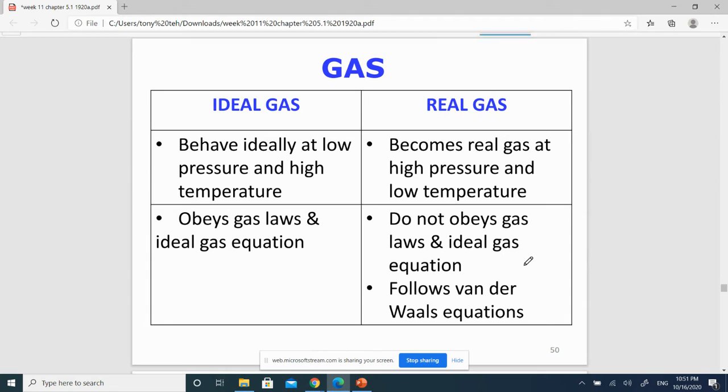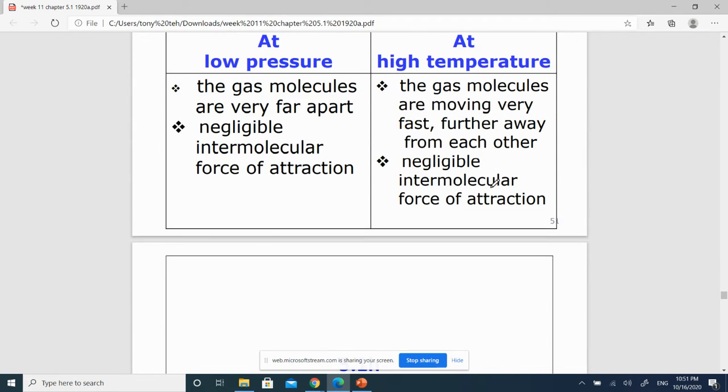Now, what is the difference between ideal gas and real gas? Ideal gas behaves ideally at low pressure, high temperature. They obey all the gas laws and the ideal gas equation. Real gas is at high pressure, low temperature. They do not obey the gas laws and ideal equation, but instead they follow the van der Waals equation.